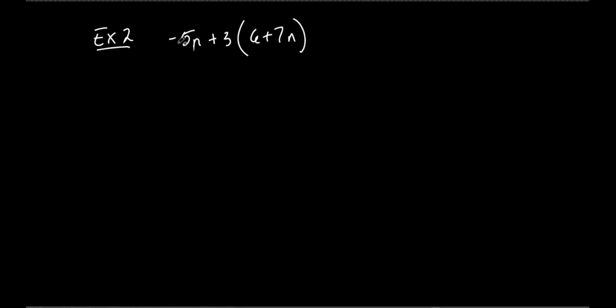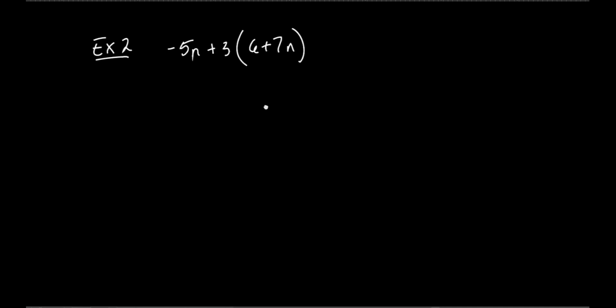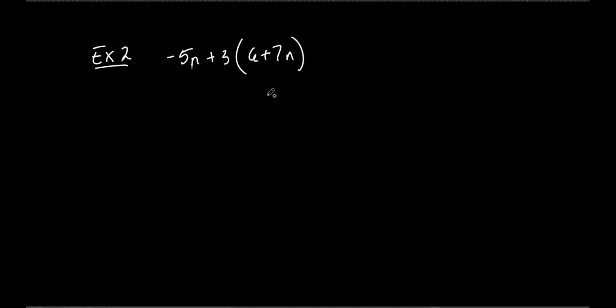What do we do? Do I go negative 5n plus 3? No. What do I need to do? You do 3 times 6. That's it. Now, when we have parentheses, the first instinct should be to look in the parentheses to see if we can simplify it. Can you simplify 6 plus 7n? Can I add those together and get 13 something? No, because they're not like terms.